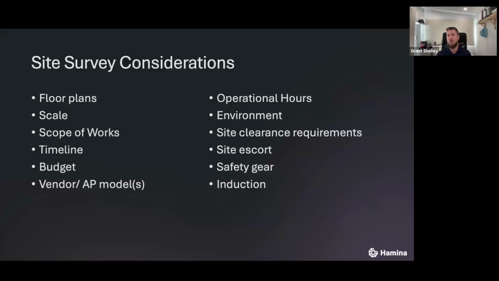Operational hours. We found this out pretty quickly as well, right? When is the site open? When does it close? If the site's operational, then it might be ideal if you can get in a few hours before all the staff get in. And particularly, if the site is open late, it might be better to survey some of the busier areas after hours as well. So does that fit in with your schedule?